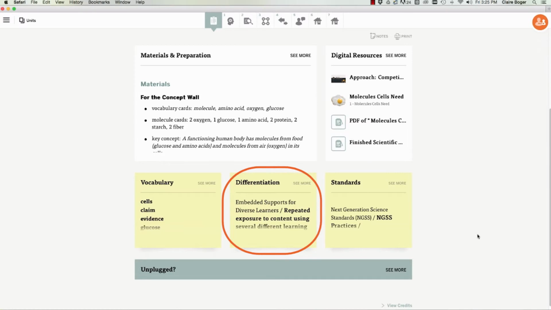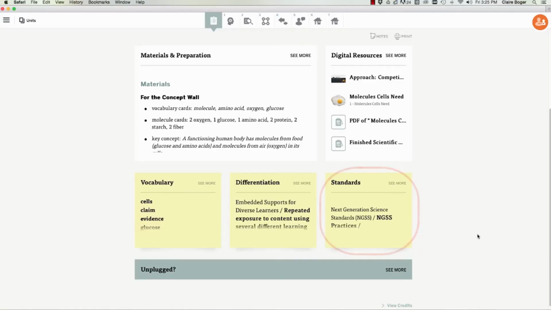Expand the second note to review the differentiation strategies for students who might need extra support or more challenge. You'll also read about potential challenges specific to this lesson. The third note is a concise look at the standards addressed in the lesson. These include all 3 dimensions of Next Generation Science standards, as well as Common Core state standards for ELA and math.